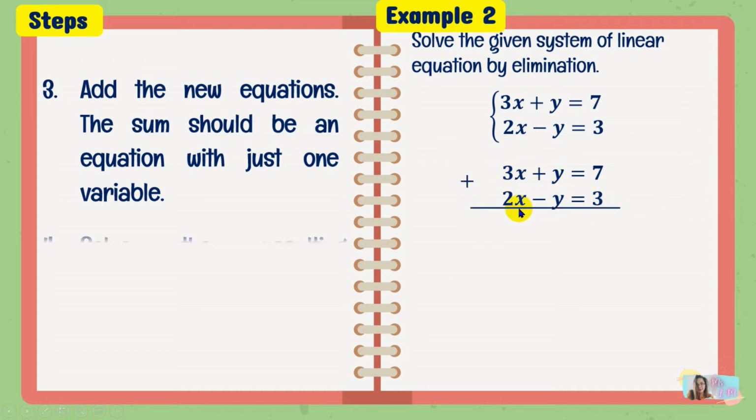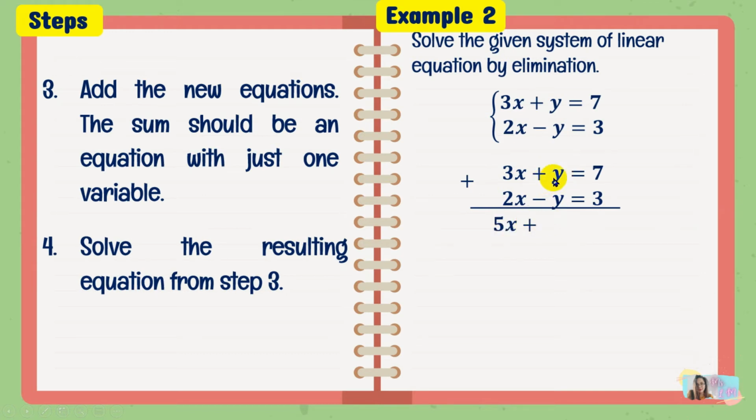And 3x plus 2x is 5x. And then, add natin itong positive y and negative y. Pag pinag-add natin yan, that's 0y. Then, 7 plus 3 is 10. So, kung mapapansin nyo po, 0y na yan. So, wala na siyang value. Matitira na lang ay si 5x equals to 10. So, ito na yon. Solve the resulting equation na tayo.